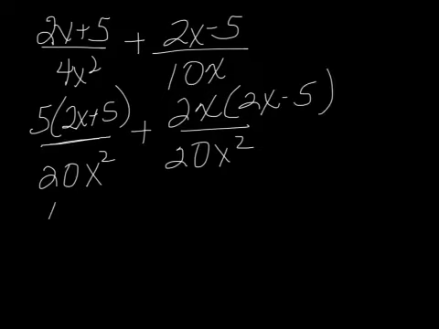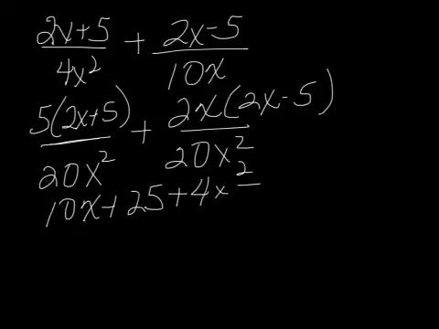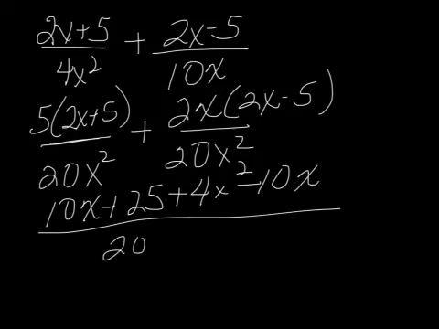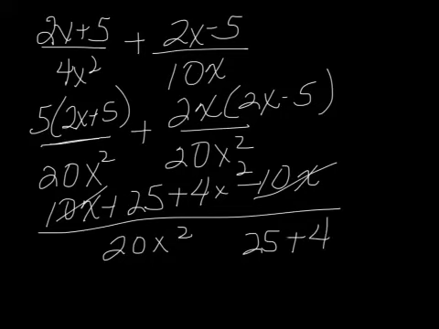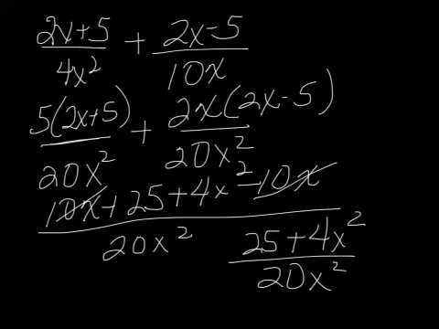Now, distributive property: 10x plus 25 plus 4x squared minus 10x all over 20x squared. The 10x is canceled, and I'm left with 25 plus 4x squared over 20x squared. Is there anything that will go into everything on top and bottom? I don't think so, so that's all.